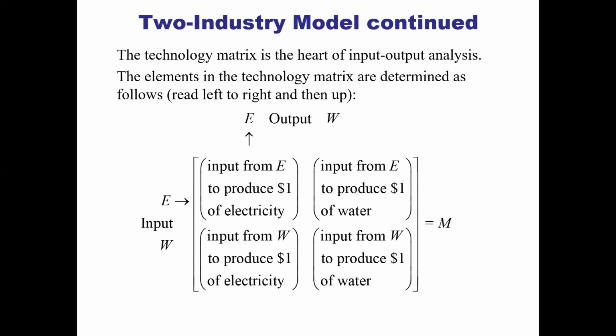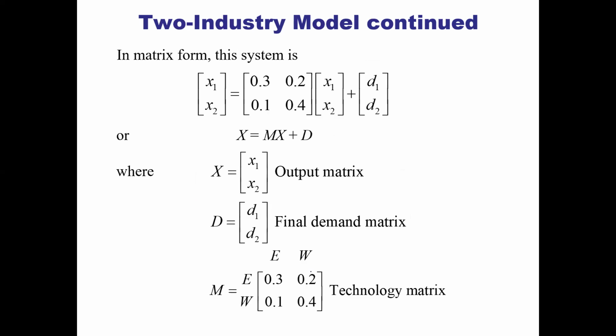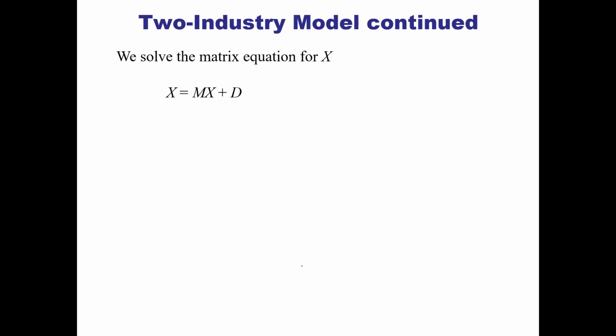So this much input to this much output, this much input to this much output, this much input to this much output, and this much input to this much output. It took 0.3 input to get one out, 0.1 input to get one out, 0.4 to get one out, and 0.2 to get one out. Okay, so that's how it's going to look.